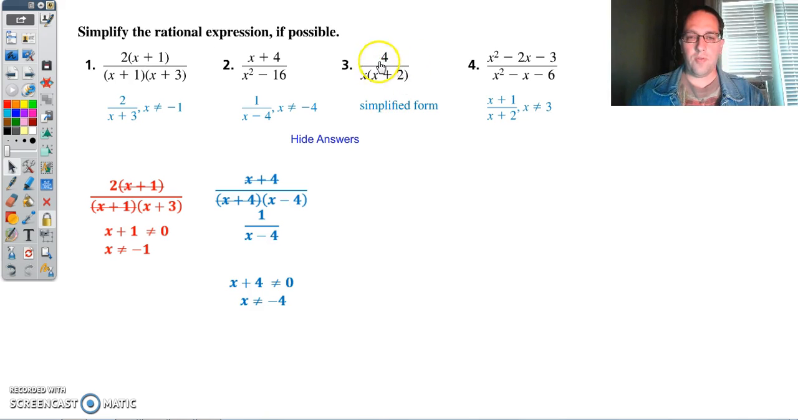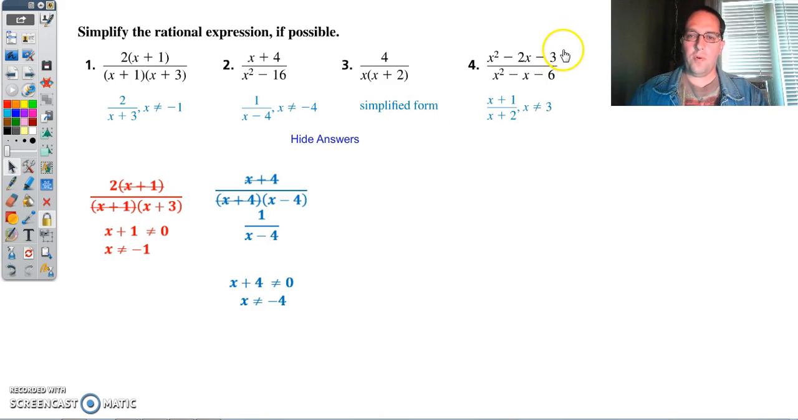Number 3, yeah, there's no x's in the numerator, there's no 4's in the denominator, it's already simplified. 4 is divisible by 2, but notice this 2 is being added, it is not being multiplied. So this 2 is not a factor, so it can't be factored out and simplified.